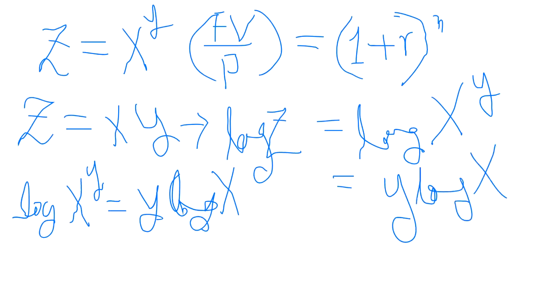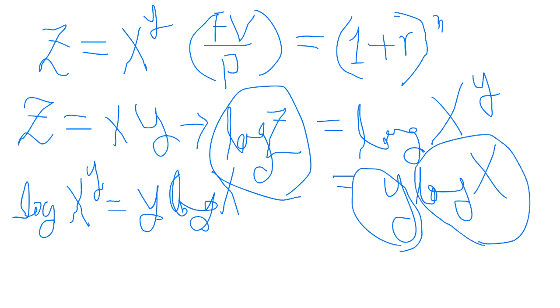Now, what does it look like? The left-hand side is still this. This is the left-hand side, right? And this is the right-hand side. And the left and the right-hand side is now z equals x to the y structure, right? Log z equals y times log of x.